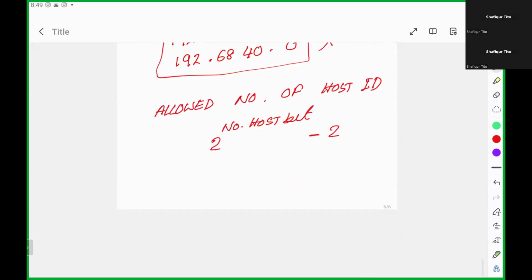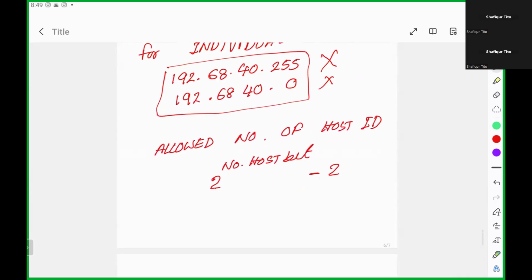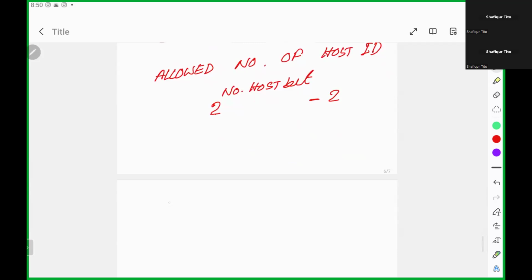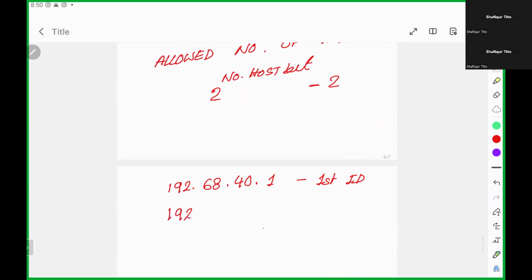Now what would be the range? We need to start, for this particular example, I cannot use 0. So the next one will be the first ID. 192.168.40.1 is my first ID. And then it will continue 1, 2, 3, 4. And I cannot use 255, but I can use 192.168.40.254. So this is my last ID.